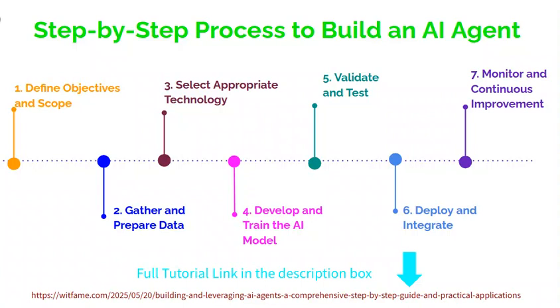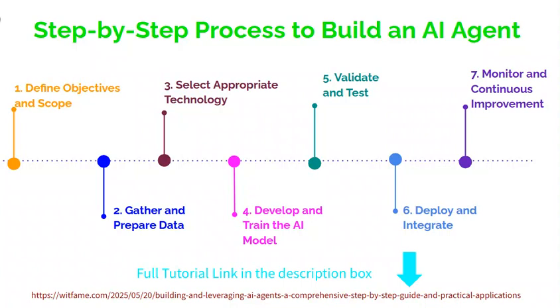This video describes how to build an AI agent. There are 5 steps. Define objective and scope. First, you need to define which type of AI agent you need to build, like government, productivity, efficiency, international cooperation, etc.